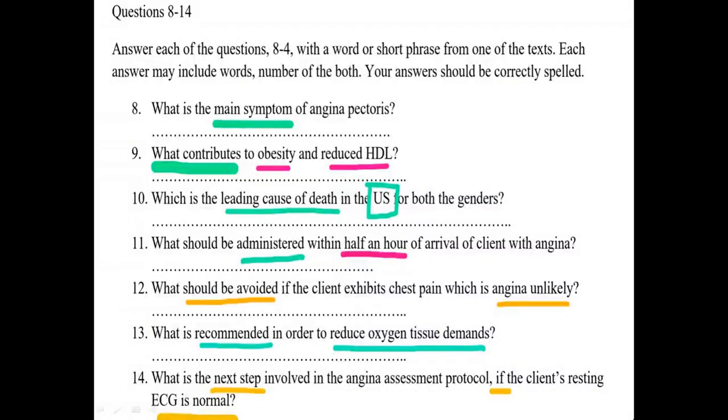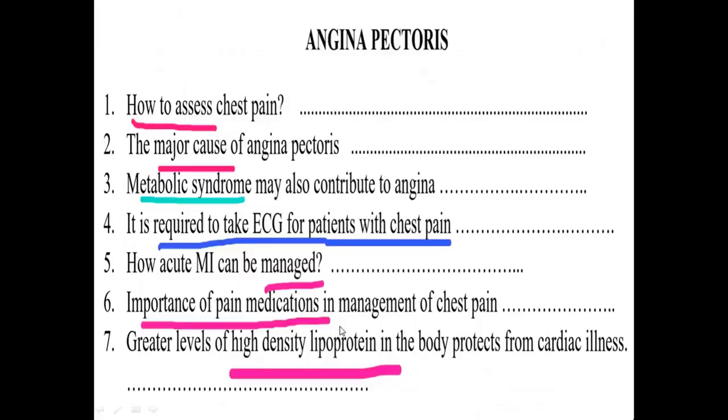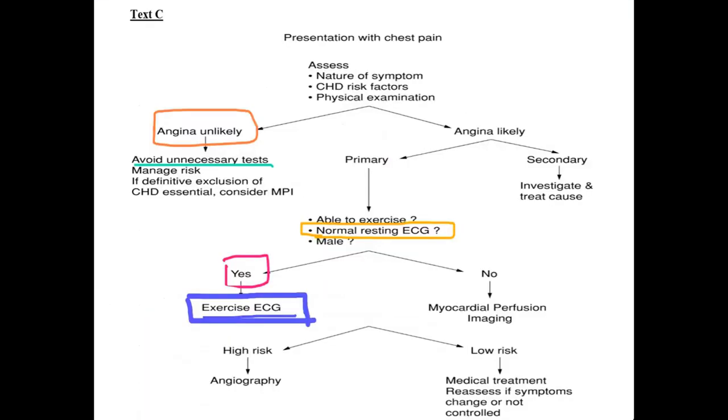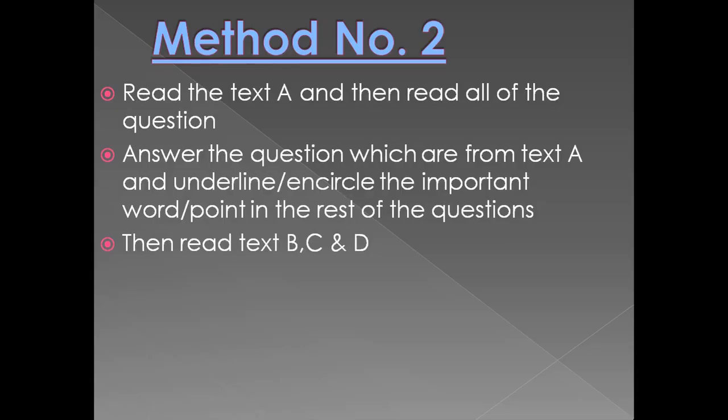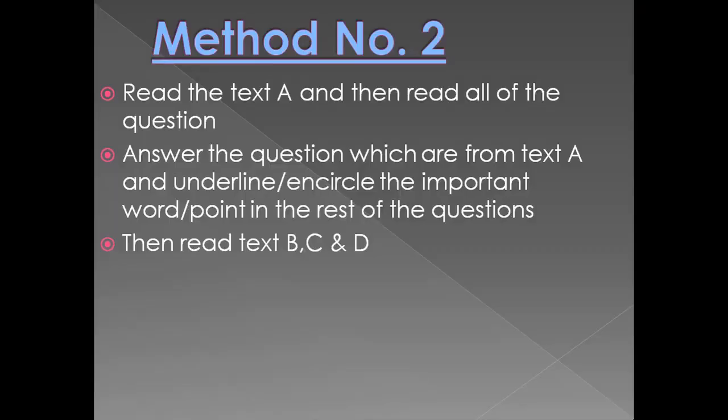So guys, if you have read the 4 texts properly after reading the questions, you can answer what is the main symptom, which you have underlined, or what contributes to obesity. So in this way you can answer all the 20 questions and you can score very well in part A. So guys, apply this strategy and try to solve part A with this strategy.